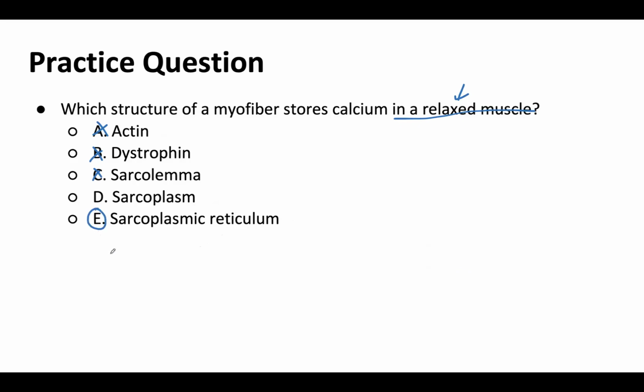It can release calcium during the contraction process into the sarcoplasm, but again, that is when the contraction process is occurring. So if it is a relaxed muscle, the calcium is being stored in the sarcoplasmic reticulum, so E is the correct answer.